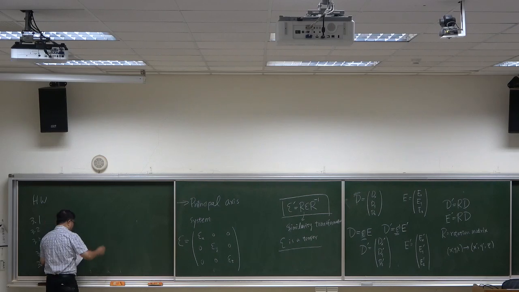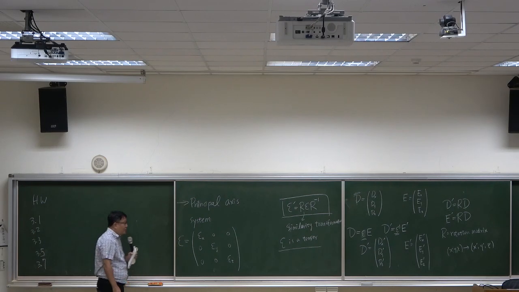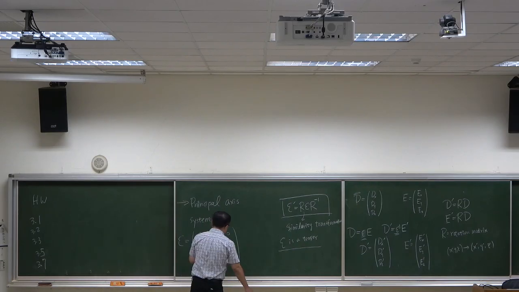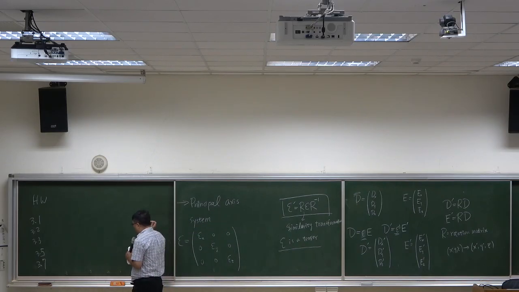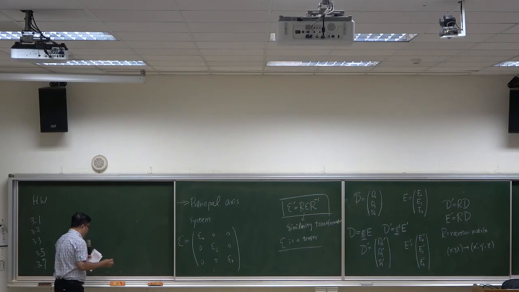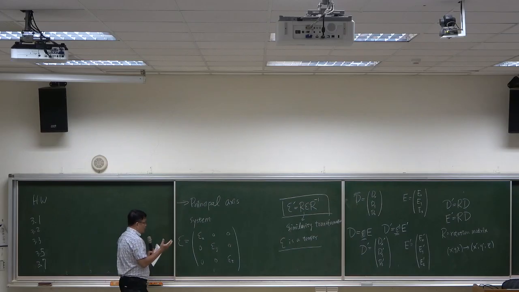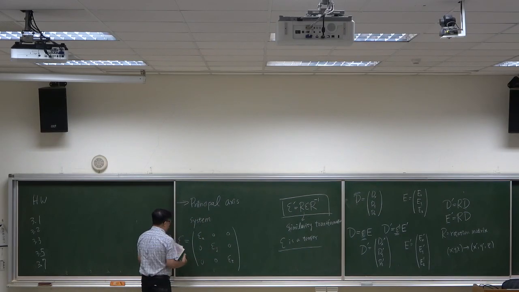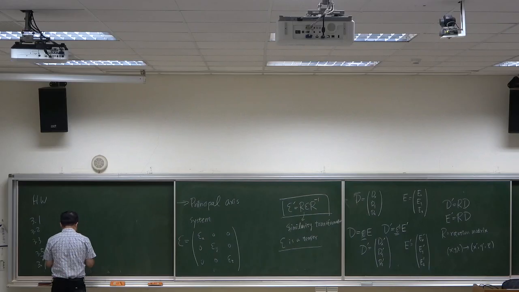We now want to find the propagation behavior of the electromagnetic wave in anisotropic medium. Okay, and we choose our coordinate system to be the principal axis system.